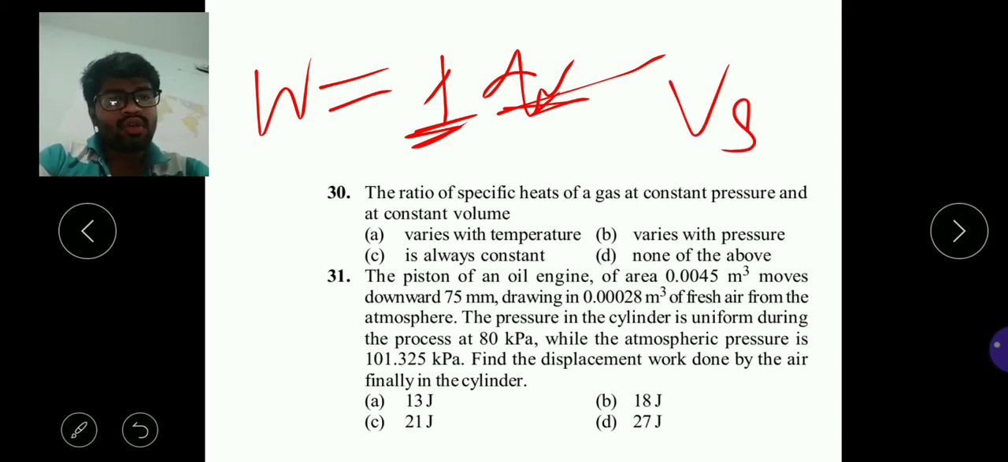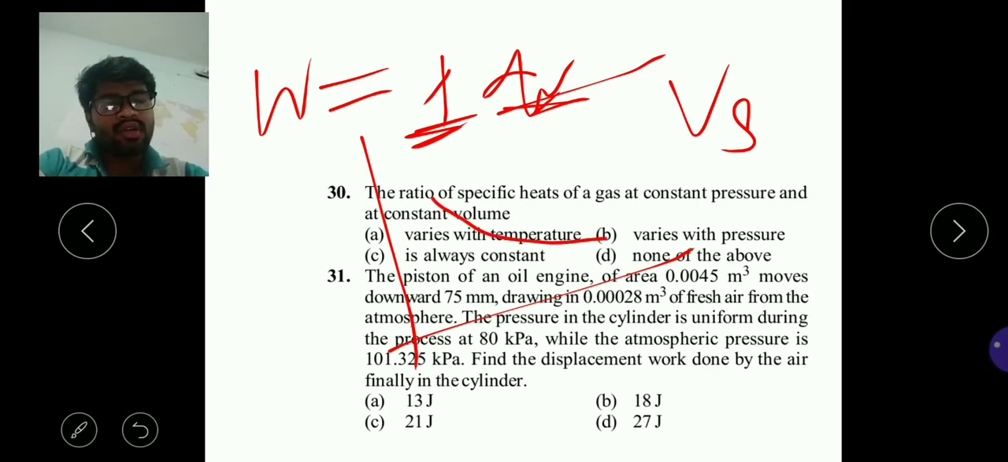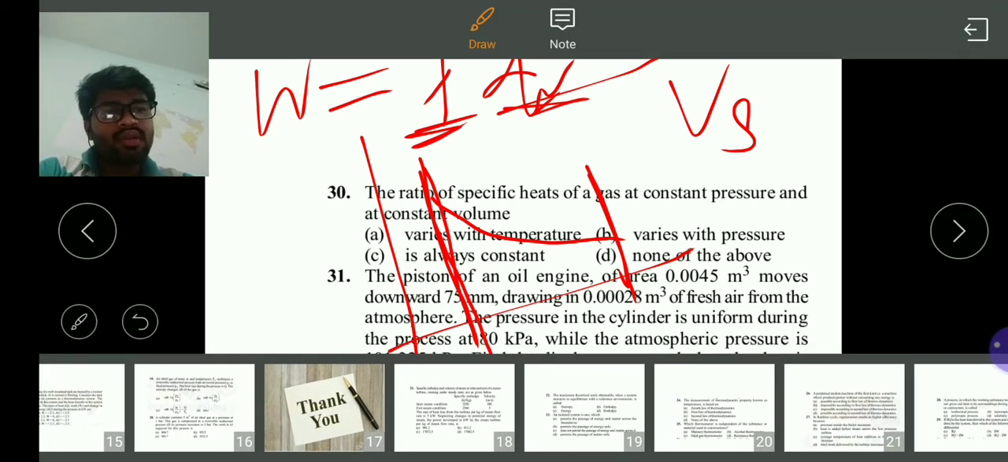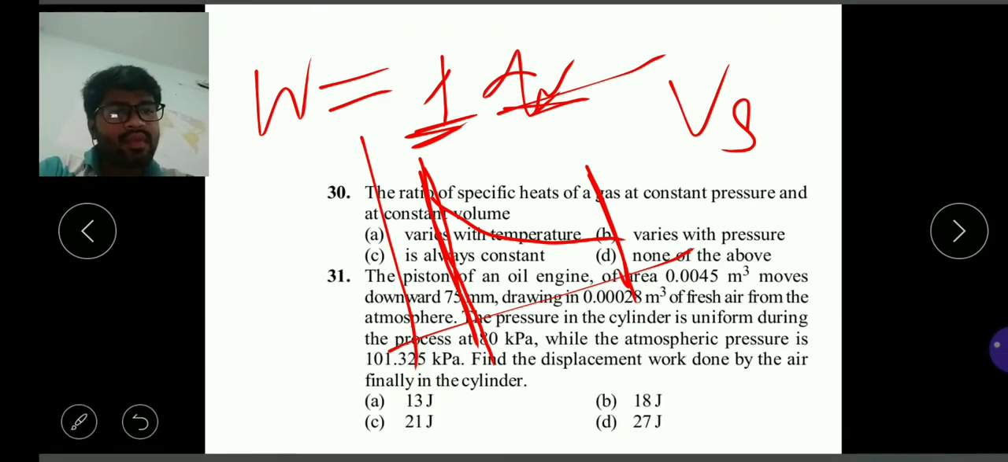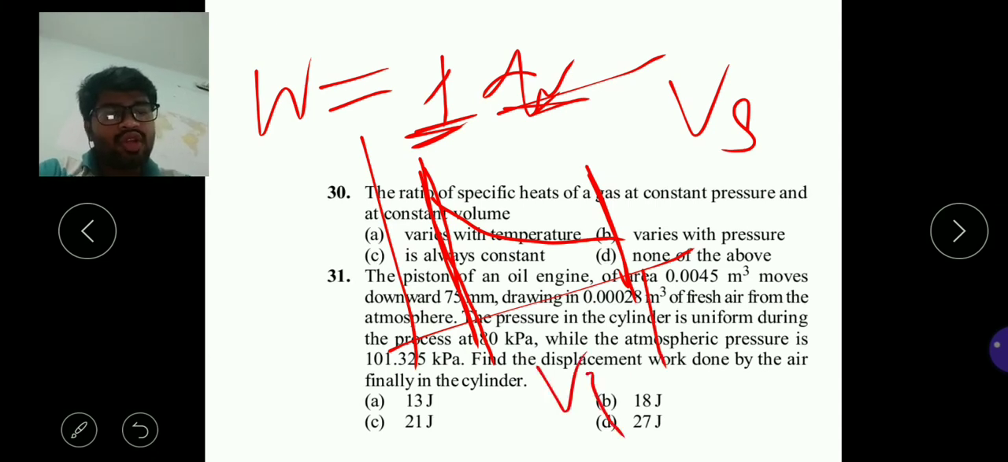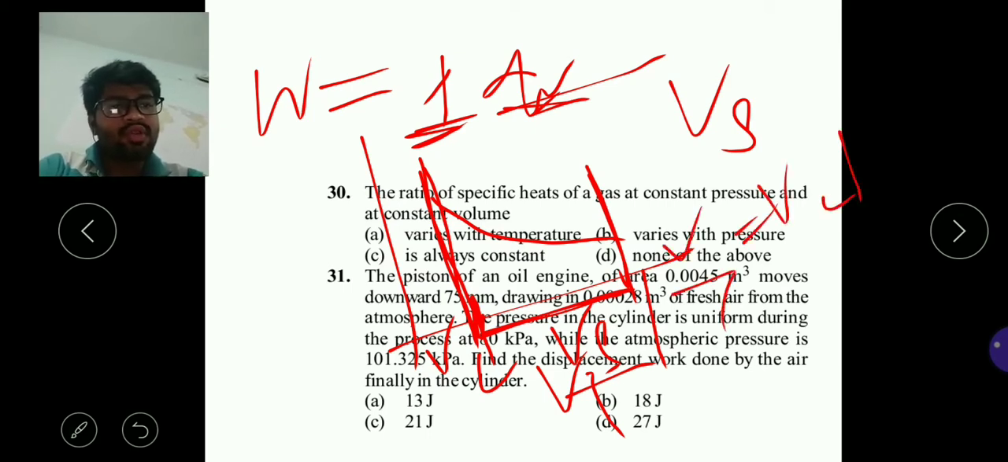So if you draw the piston movement diagram like this, the piston was somewhere here first, and it is moving to this one. This is Vt, that is the total volume. The piston moves from here to here, so that is your swept volume, and this is your clearance volume, Vc. Vt will be equal to Vc plus Vs.